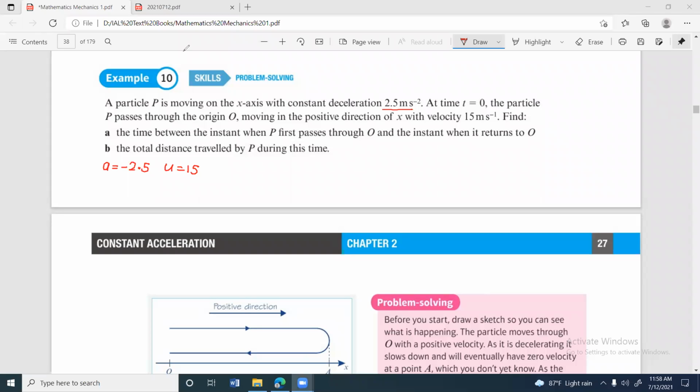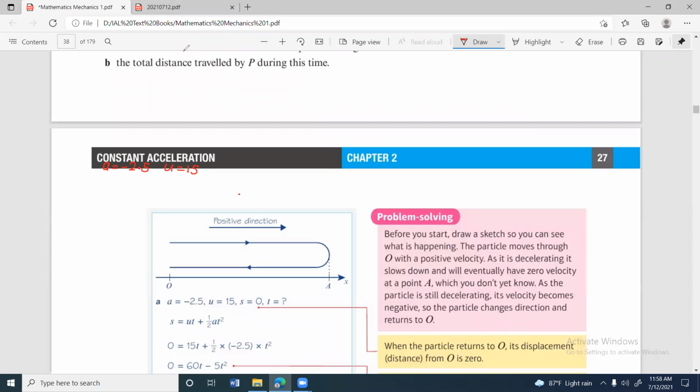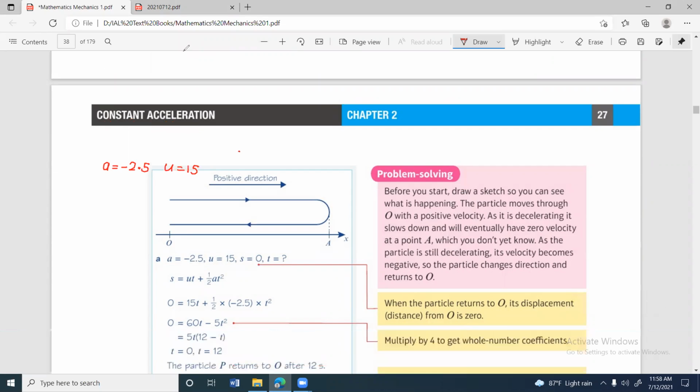That means we need to find the time where it starts from here and goes over here to the maximum displacement, and then returns back, the same as previously. We need to find the value for t. It is obviously the same fact as what we did in part 2 of the previous question. a is minus 2.5, u is 15, s is 0, and we need to find the value for t.